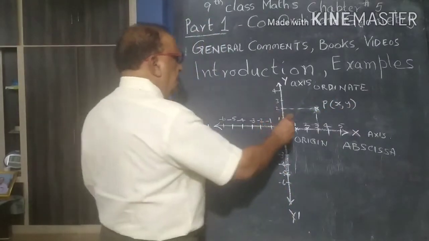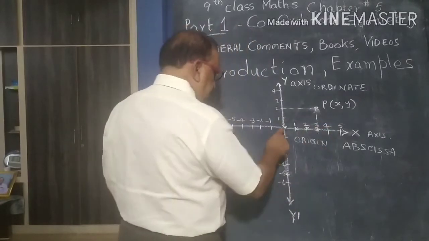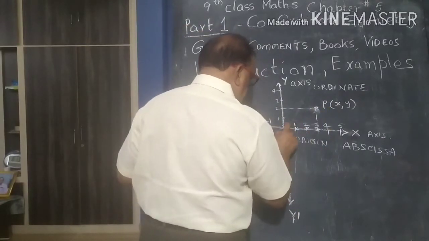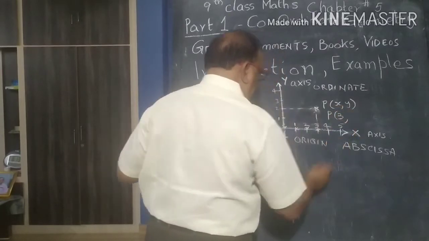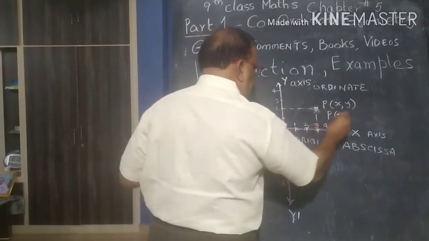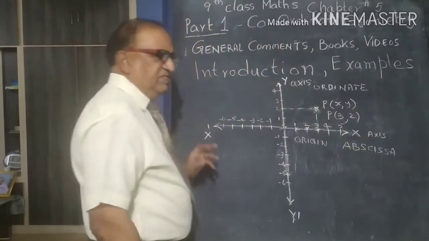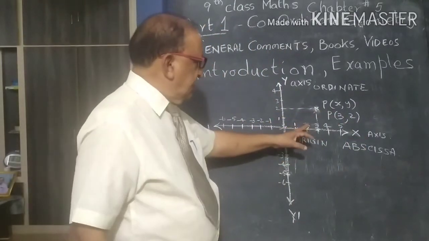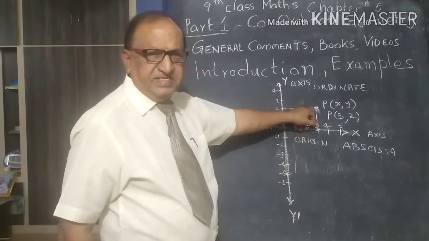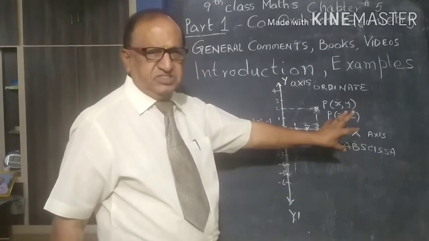Suppose you take the point here, where the value of x is 1, 2, 3, so x is 3, and y is 1 and 2, so y is 2. So this is P(3, 2). You see that? That's how a point is represented in the Cartesian coordinate system.